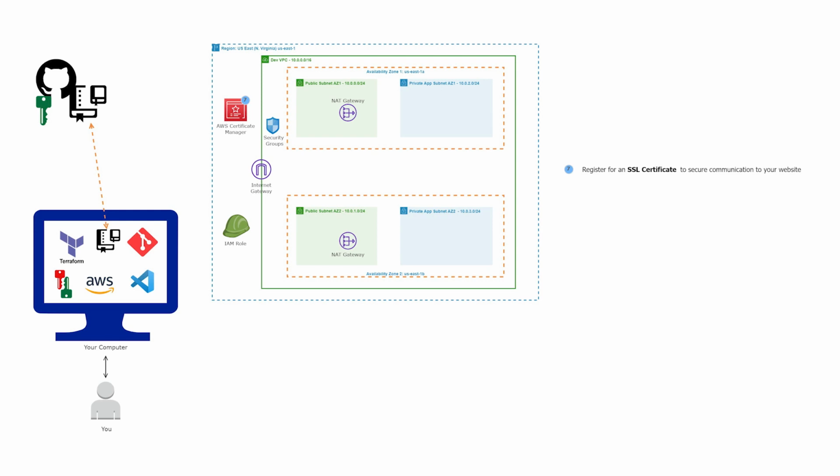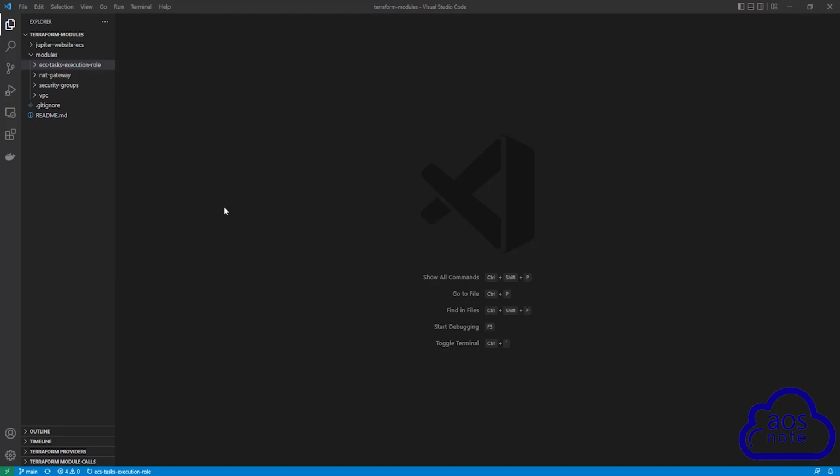In this lecture, we will use Terraform Module to request an SSL certificate from AWS Certificate Manager. We will use this SSL certificate to encrypt communication to our website. To start, the first thing I want you to do is open your project folder.